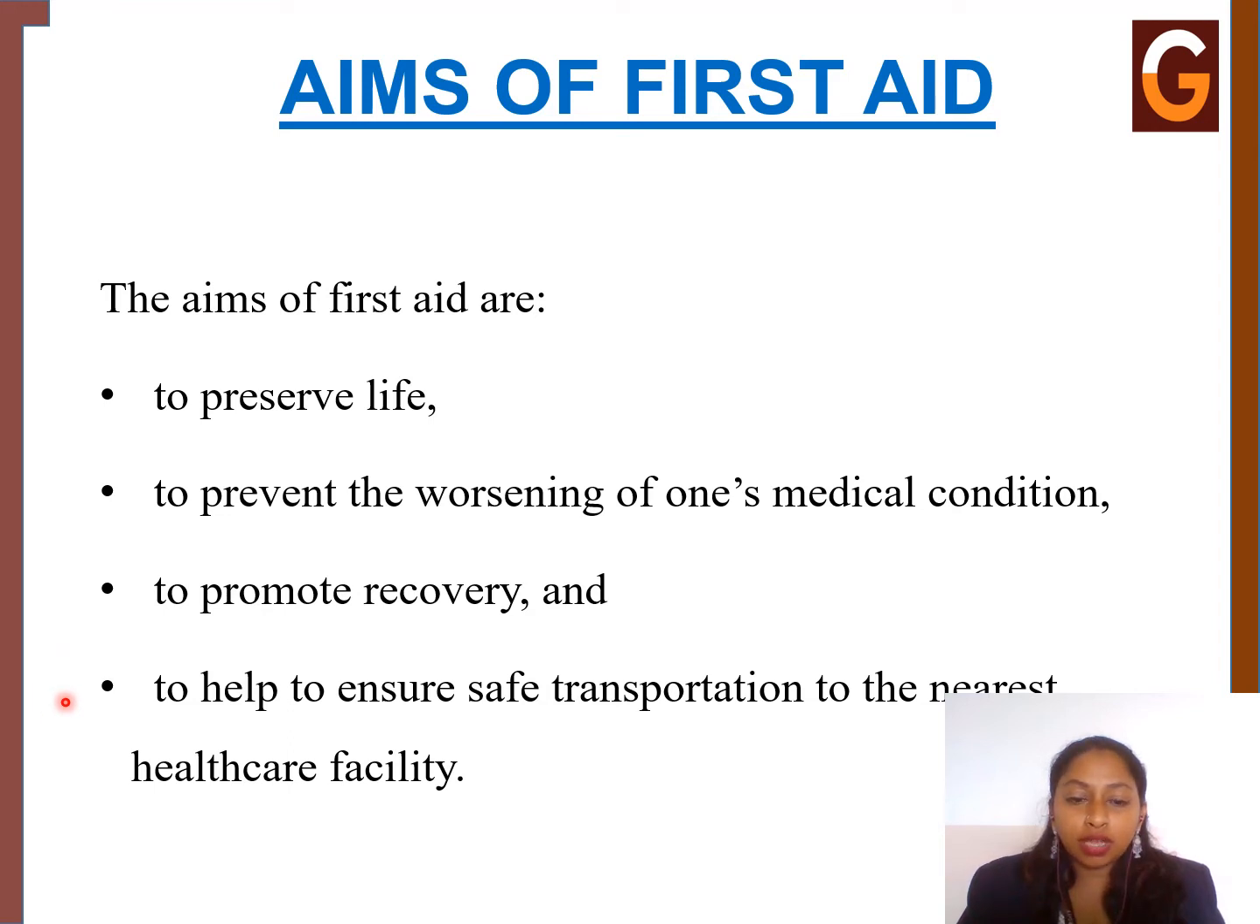So next and the last one is to help to ensure that the victim is being safely transported from the area where that happened into any kind of healthcare facility. So these are the 4 pointers which are important and which are the aims of first aid.